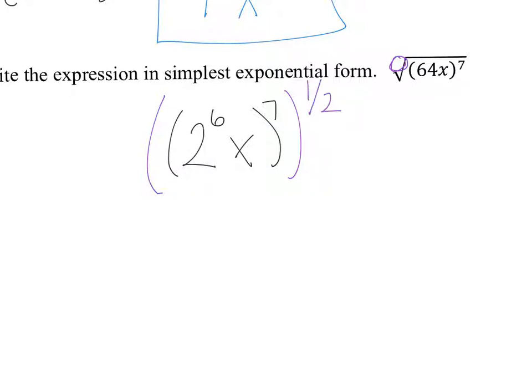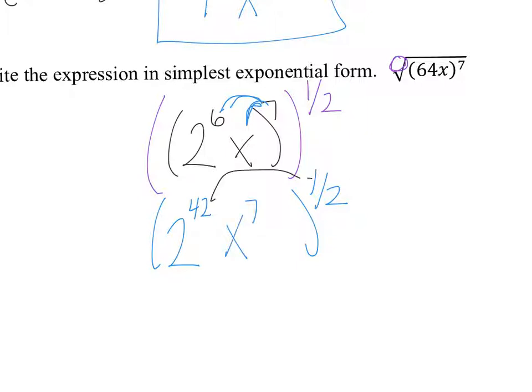There's different orders that you could do this. I'm going to do this inside portion first. So power to a power and multiplying. So I still have this 1/2 on the outside. Power to a power, this becomes 2 to the 42nd, which is a lot. x to the 7th. And now I do my next power to a power and multiplying. So this is 2 to the 21st power and x to the 7/2 power.